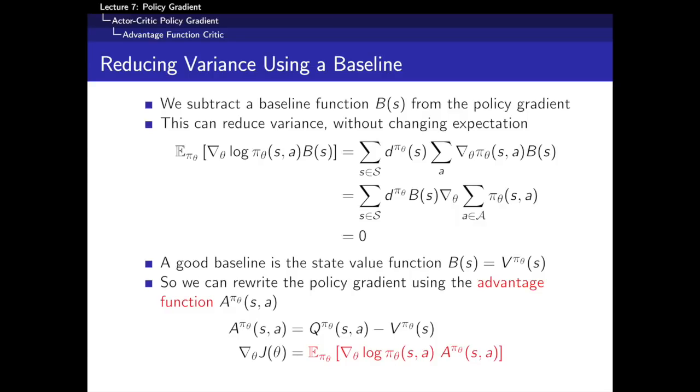So the first trick, and perhaps the easiest and best known trick, is to reduce variance using what's called a baseline. The idea is to subtract some baseline function from the policy gradient. And this can be done in a way that doesn't change the direction of ascent. In other words, we can reduce the variance of our estimator without changing the expectation. So we're going to subtract off some term which looks like this from our policy gradient. Our policy gradient was the score multiplied by the value function, and we're going to subtract off the score multiplied by some baseline function.